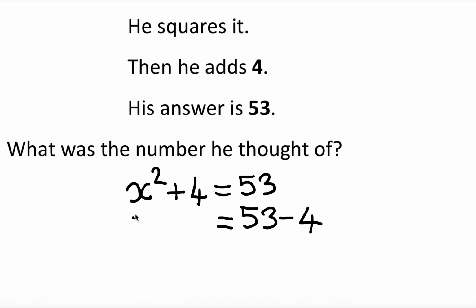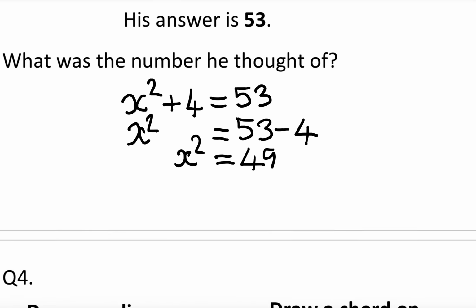So then we've got x squared equals 53 minus 4. What's 53 minus 4? 49. So x squared equals 49, but we don't want x squared, do we? So what's the opposite of squared? It's the square root, isn't it? So x equals the square root of 49.